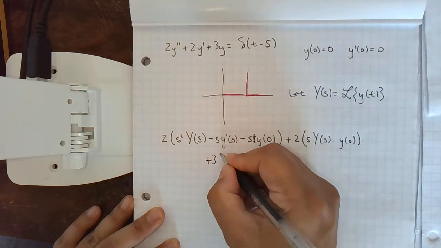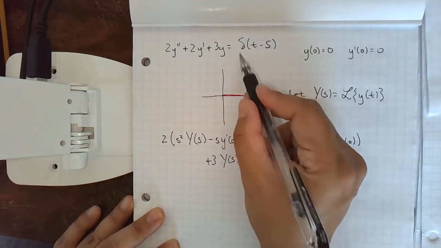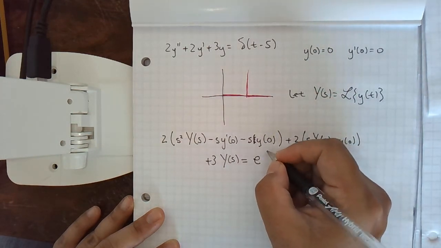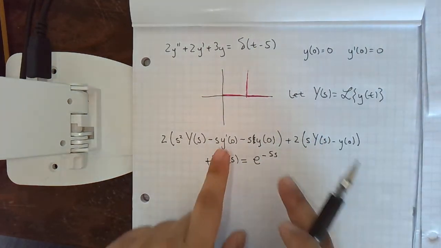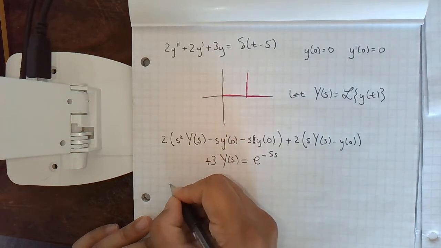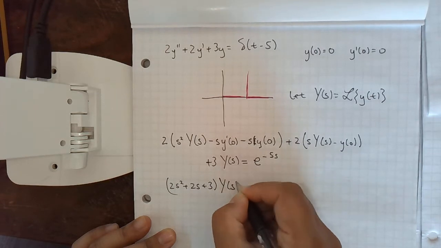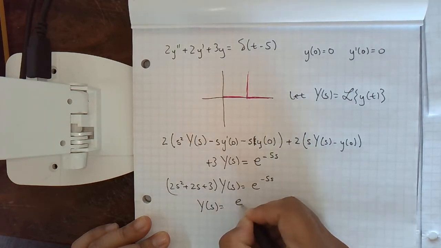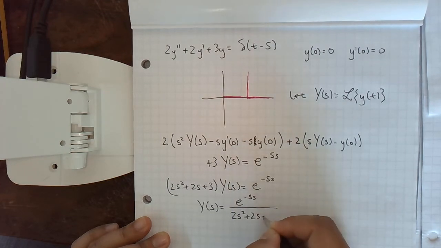Plus 3, Laplace transform is linear, so that makes that easy. And then equals, and this we just calculated, 5 is greater than 0, so the Laplace transform of the delta function there is going to be e to the negative 5s. Okay, then we put in our initial values. Y of 0 is 0, y prime of 0 is 0, so all this ugly stuff goes away, and we're just left with 2s squared plus 2s plus 3, all times big Y of s equals e to the negative 5s. So big Y of s is e to the negative 5s over 2s squared plus 2s plus 3.